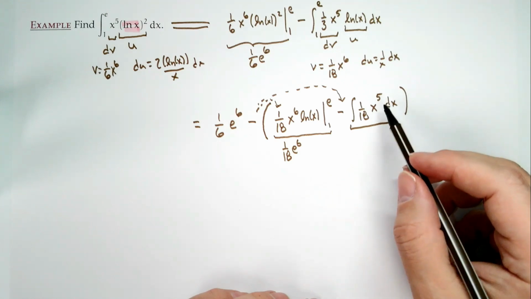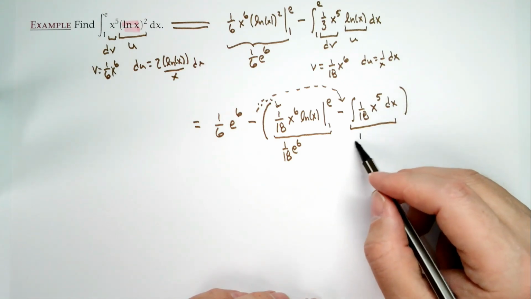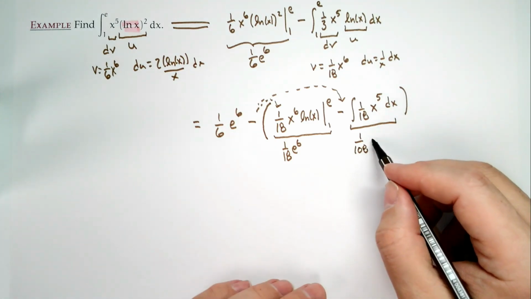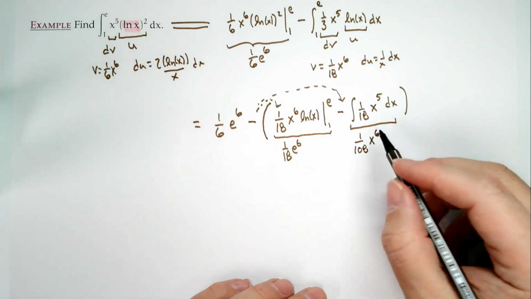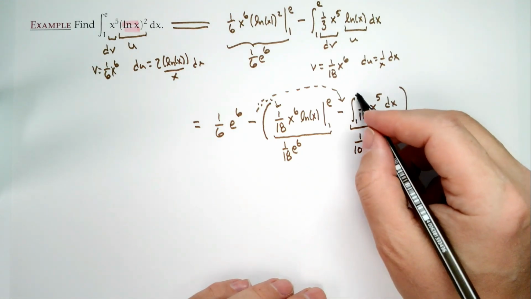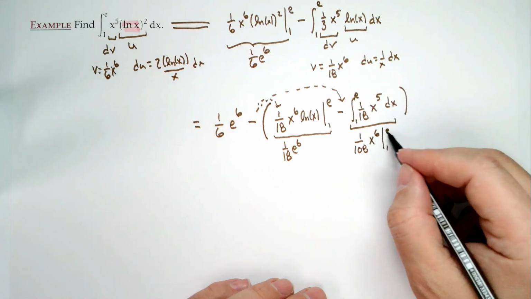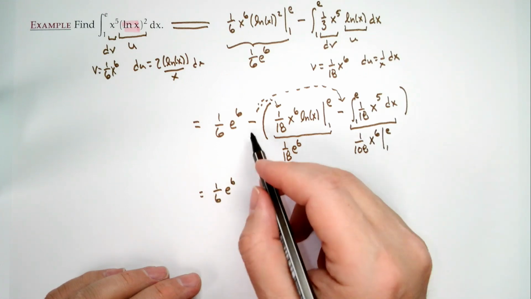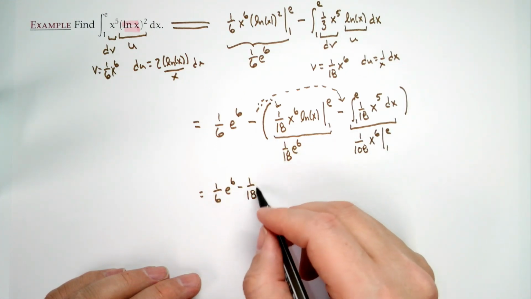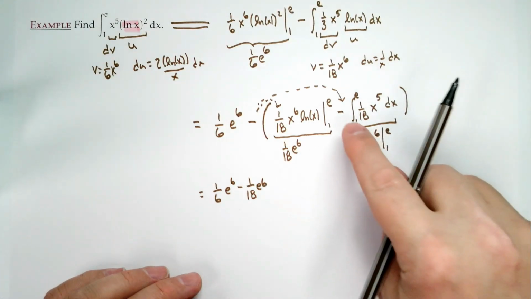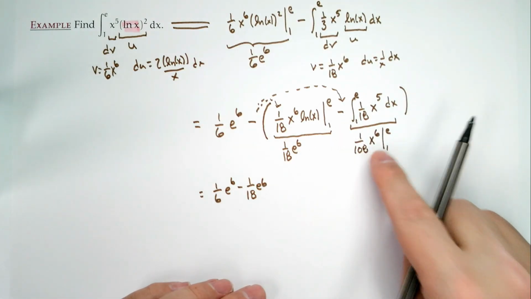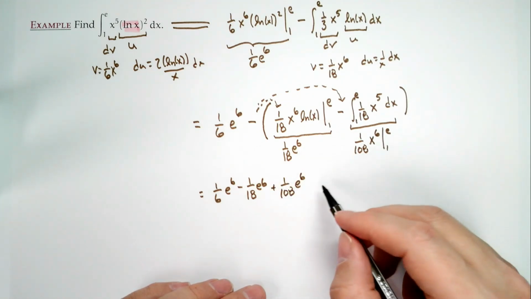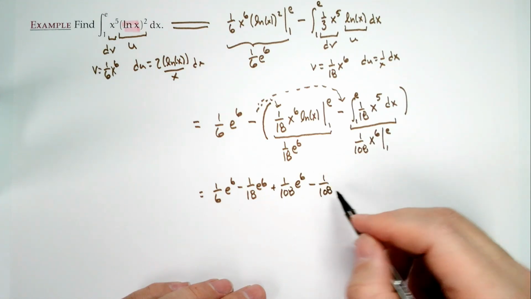Here, you can integrate this. Well, the integral of x to the 5th is x to the 6 over 6, times 18? Yeah, right. It's 108. And whoops, don't forget, it's a definite integral. So we evaluate that from 1 to e. So let's see where we're at. We have our 1 over 6 e to the 6 minus 1 over 18 e to the 6. Minus makes this a plus. Now you have to evaluate this. So plus 1 over 108 e to the 6 and minus 1 over 108.